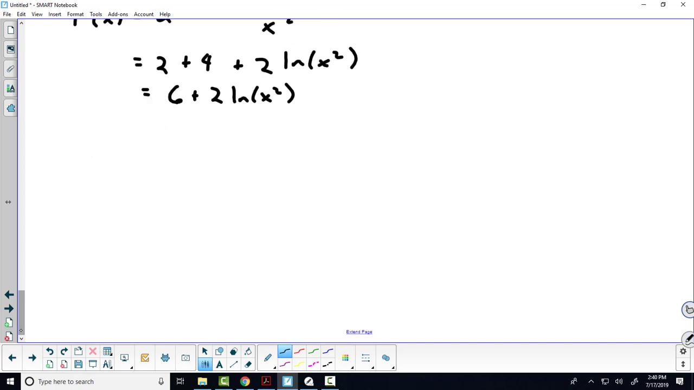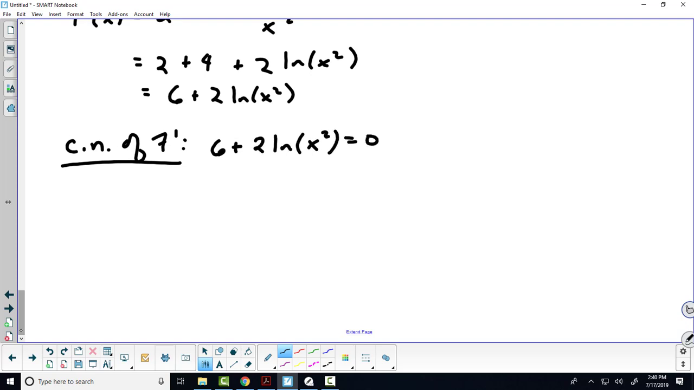So let's find the critical numbers now of f prime. Remember, the critical numbers of f prime will be where its derivative, the second derivative, is either undefined or where it has zeros. Well, its derivative is undefined at 0, but so is the derivative of f, so that's not going to be a critical number. But we could have the instance where 6 plus 2 times the natural log of x squared is equal to 0. That would happen when 2 times the natural log of x squared is equal to negative 6, or when the natural log of x squared is equal to negative 3.